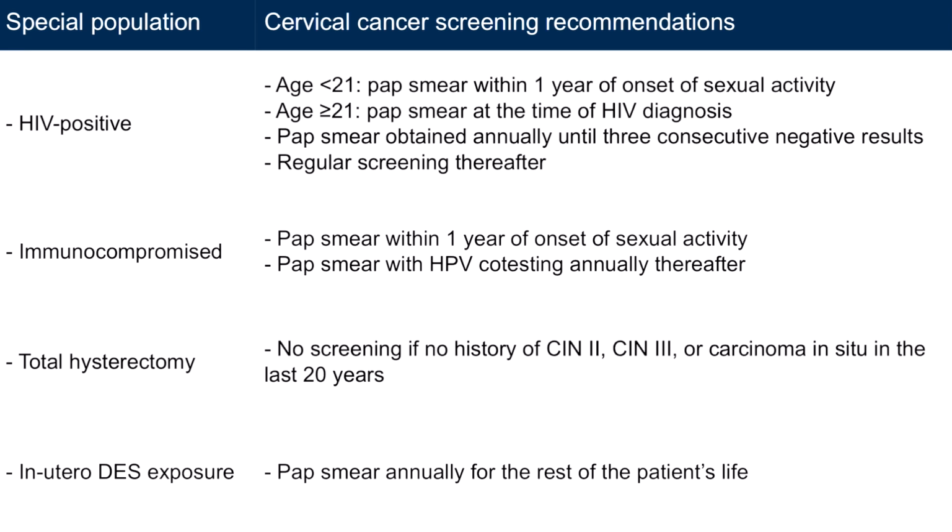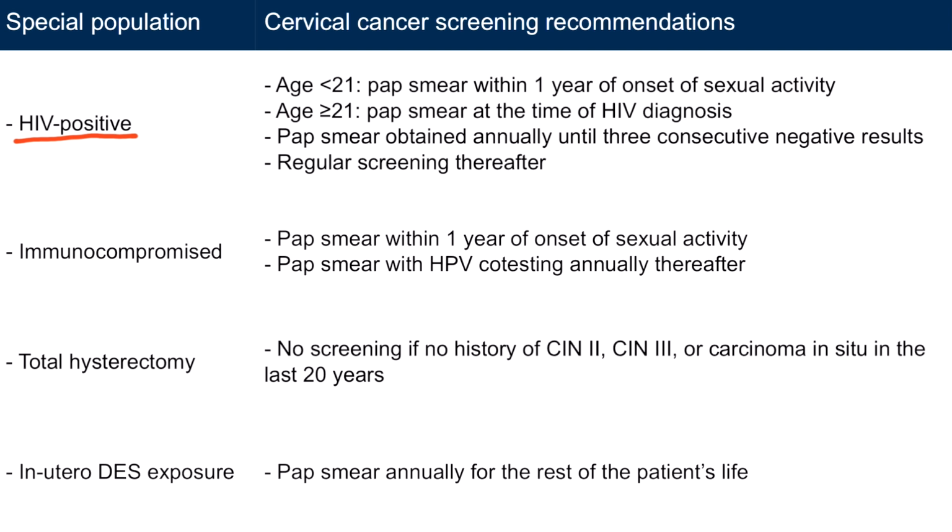There are several specific populations that have their own high-yield cervical cancer screening recommendations that are worth committing to memory. First are patients who are HIV positive. In this patient population, if the patient is younger than 21, a pap smear is indicated within 1 year of onset of sexual activity. If the patient is 21 or older, on the other hand, a pap smear is indicated at the time of HIV diagnosis.